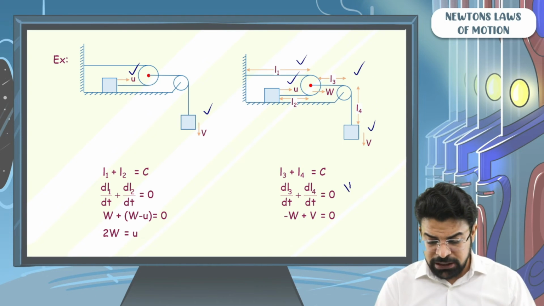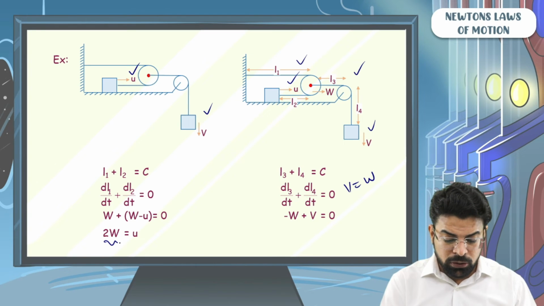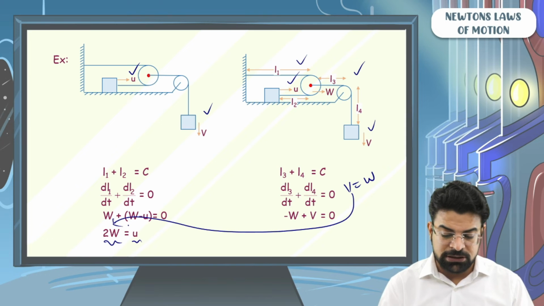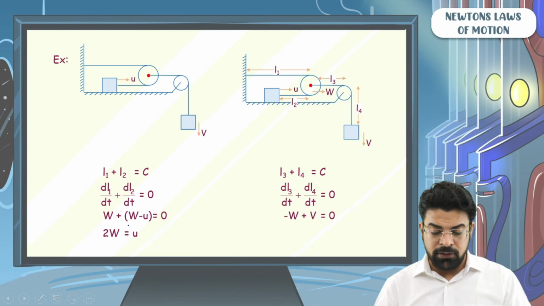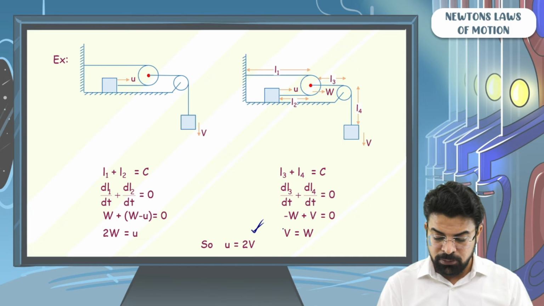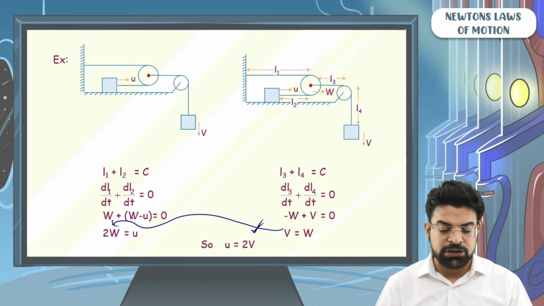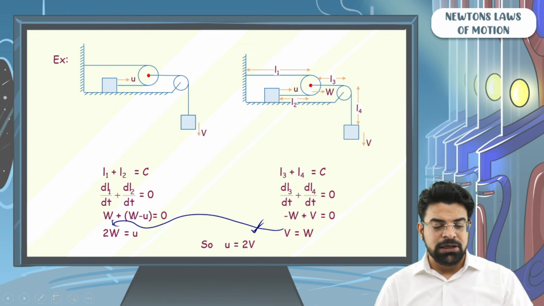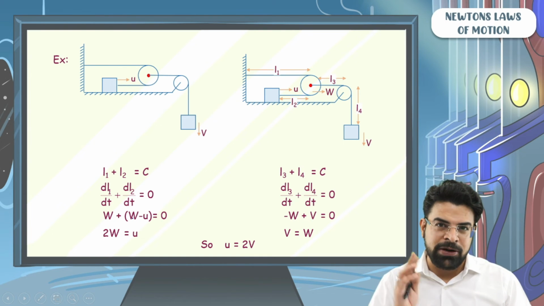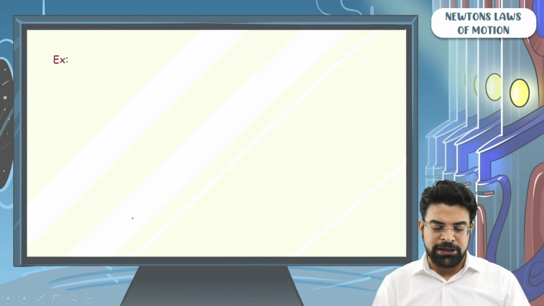Now, since we know that V equals W and 2W equals U, in place of W in the first equation you can substitute V, so we get the relationship U equals 2V. It looks tough, but it's not that tough. Try it out once more. Let's see another example which is exactly the brother of this but looks a little more complex.